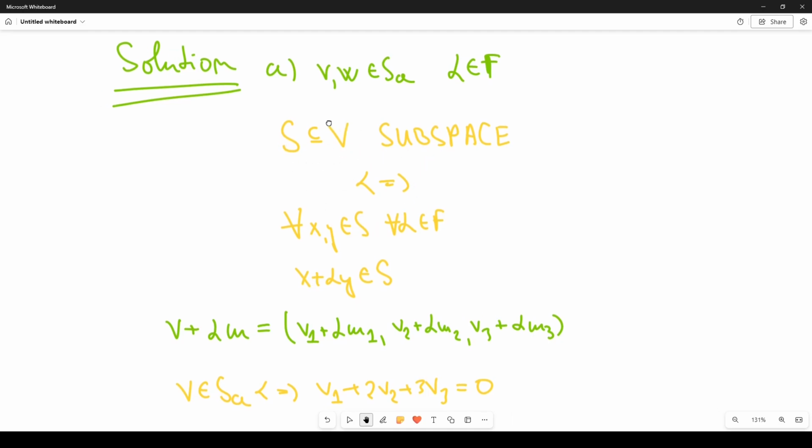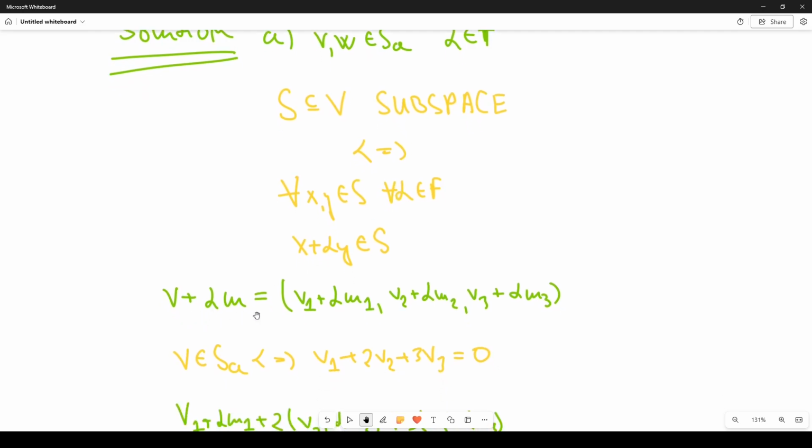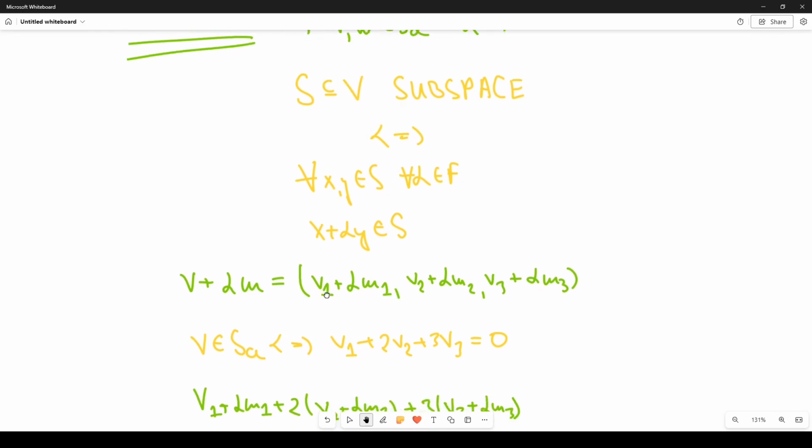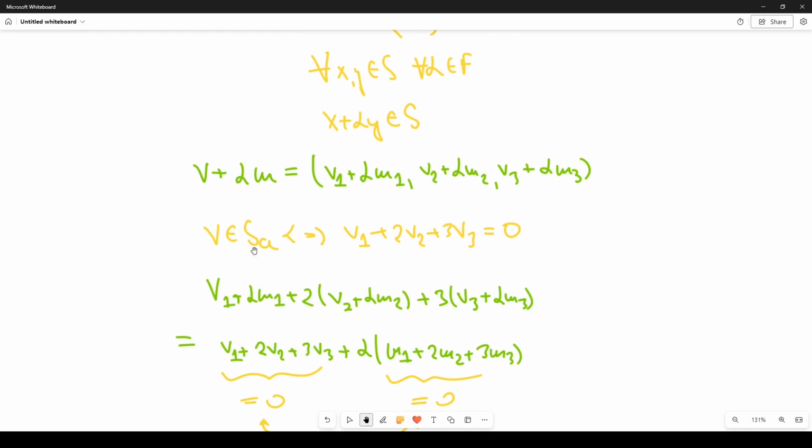So for A, we take two elements v and w, we take some arbitrary scalar alpha, we form this sum, which equals this, and now for an element to belong to our set, it has to satisfy the following condition. The sum of coordinates like this has to be equal to 0.